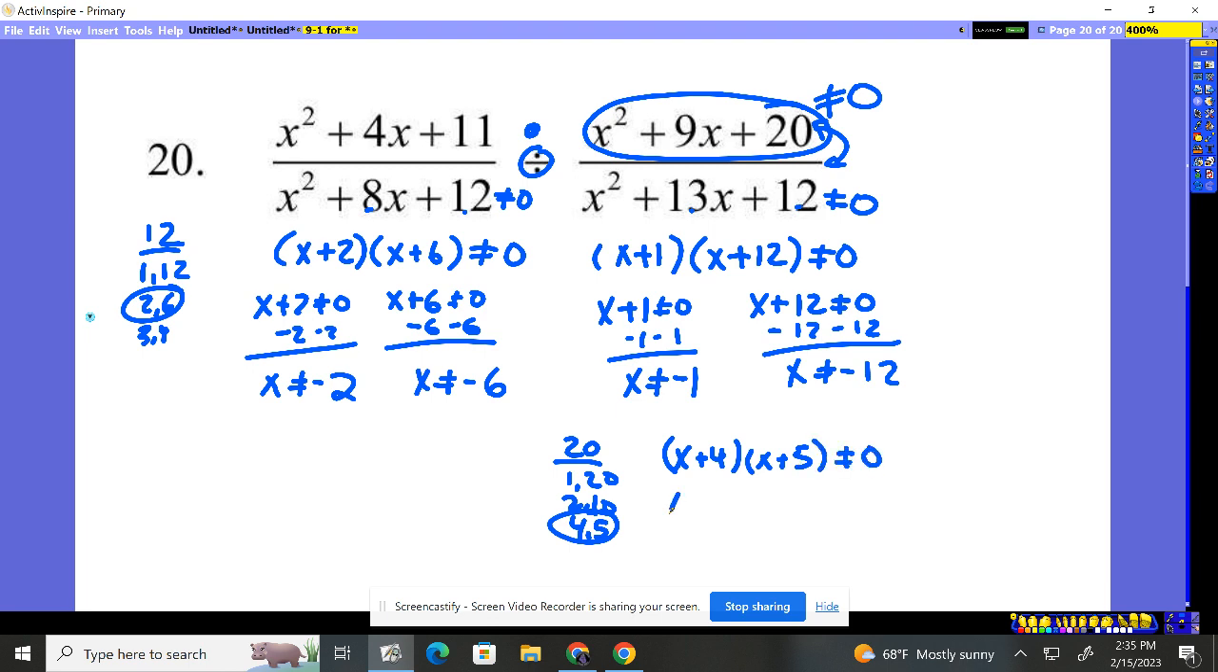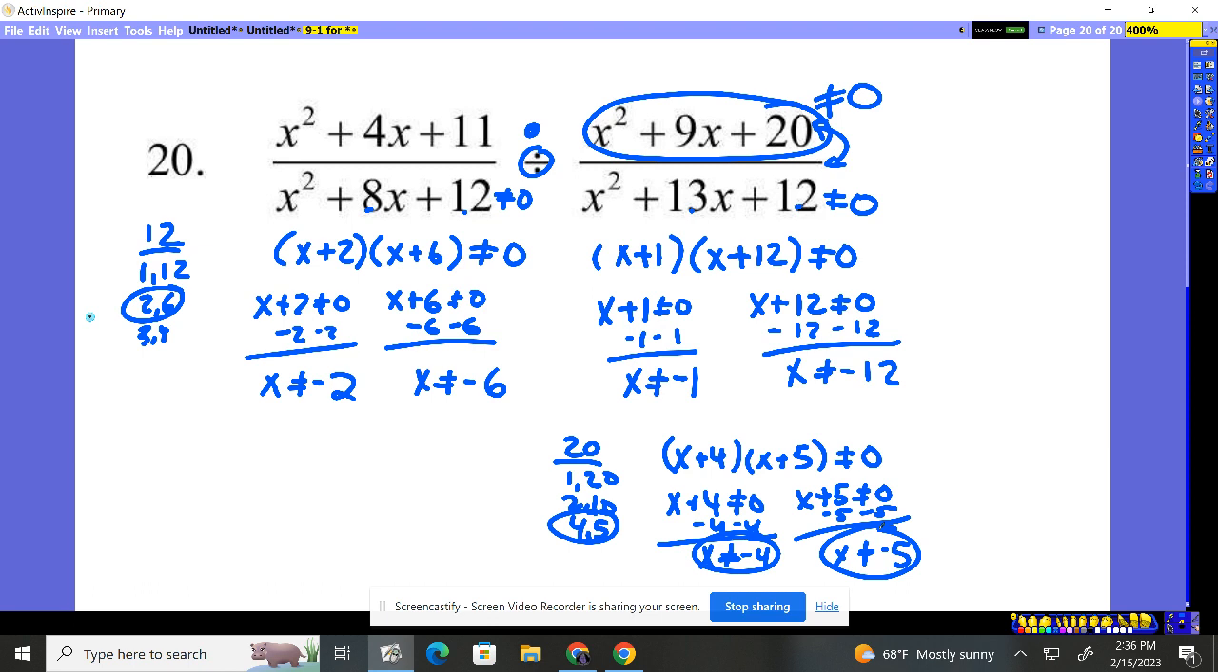Can't be 0. Set each piece. You can't be 0, nor can I get the x plus 5 to be a 0. Can't have that happen. Subtract 4, subtract 4. X can't be a negative 4. There's a solution. Minus 5, minus 5. X can't be a negative 5.